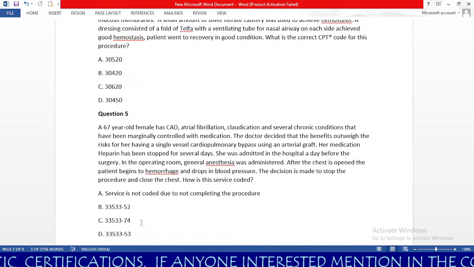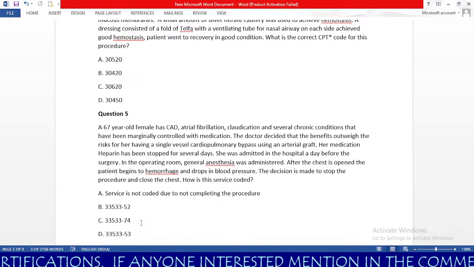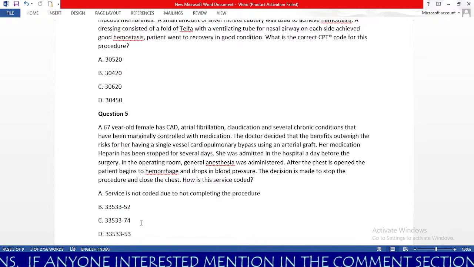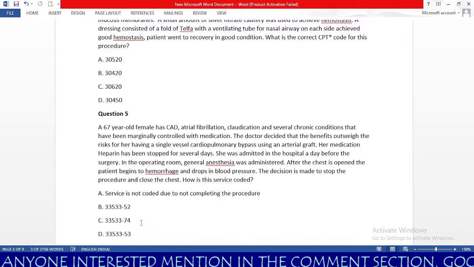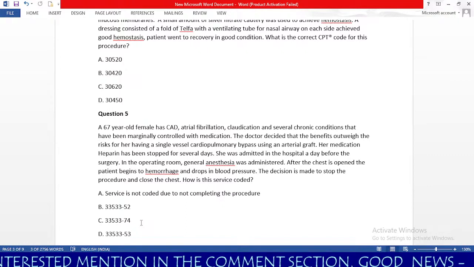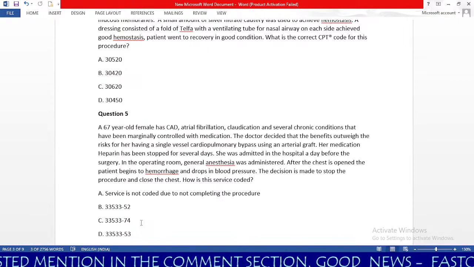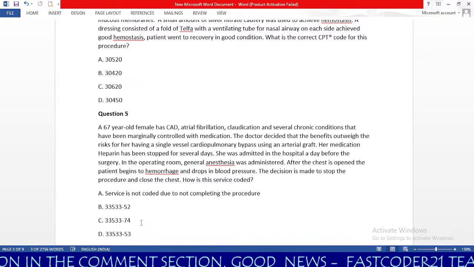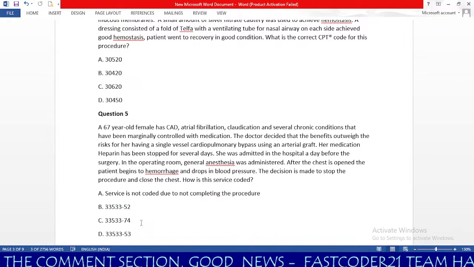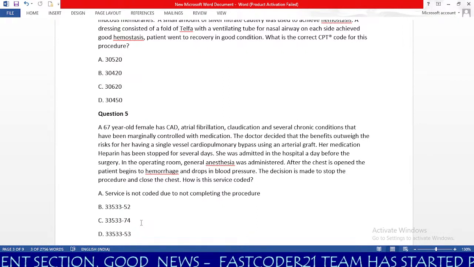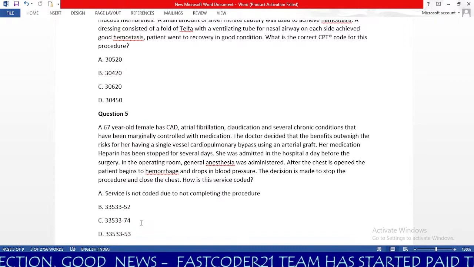So Anita, you need to be cautious. What is 30620? 30620 is septal or other intranasal dermatoplasty. Dermatoplasty means skin repair. The physician did not perform any skin repair. So we need to code septoplasty here, 30520.